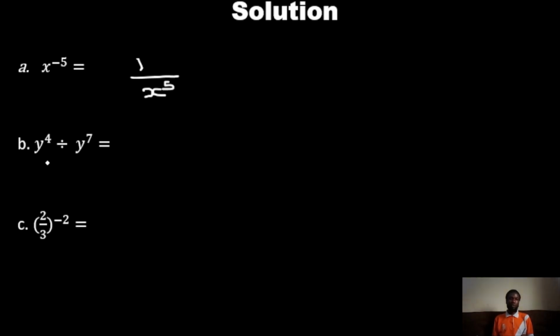y raised power of 4 divided by y raised power of 7. This is division, isn't it? And we have the same base being divided. What do we do? We keep the base and subtract the power. And what's the base? y. y raised power of 4 minus 7. That will give us y raised power of, remember I told you this is positive, 4 minus 7 will be minus 3.